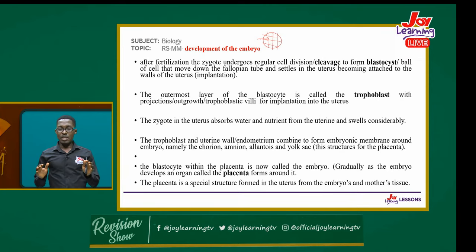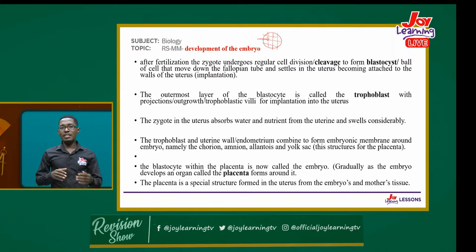But in exams, we are looking at exams now. In exams, this is what we want you to write. First, the cell division or cleavage, leading to the formation of a ball of cells called blastocyst. Cells rearrange and lead to an outer formation called trophoblast. All this while the cell is moving slowly to the uterus.